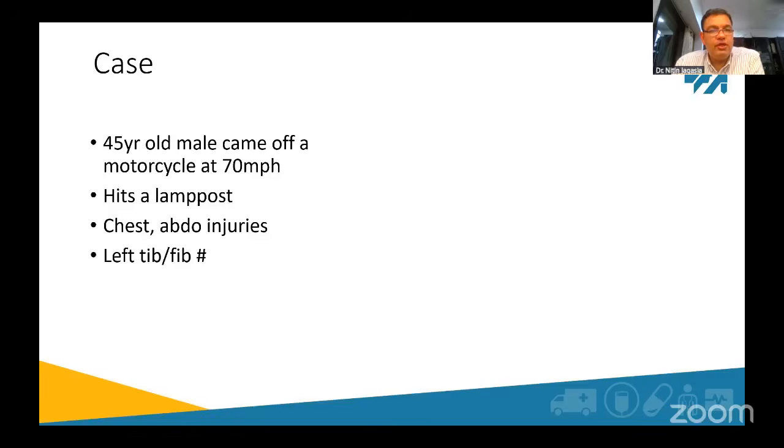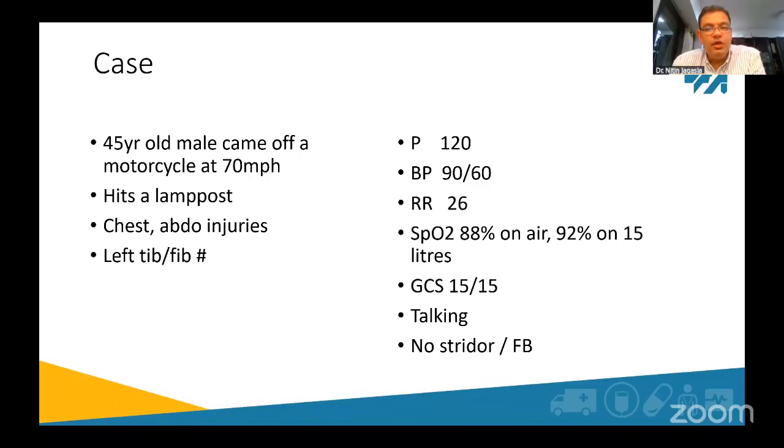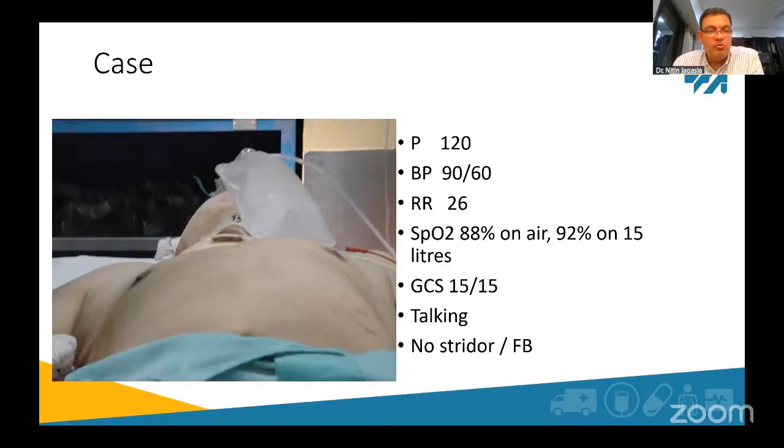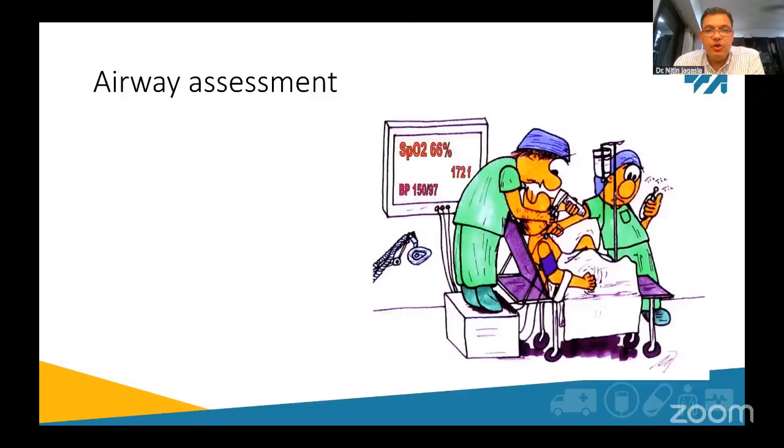So moving on, another case. More or less similar: tachycardic, tachypneic, quite a low blood pressure for a 45-year-old, 90/60. Saturations were 88 and they improved. And again, GCS 15 and talking. So the first thing we do is airway. How do you assess the airway?